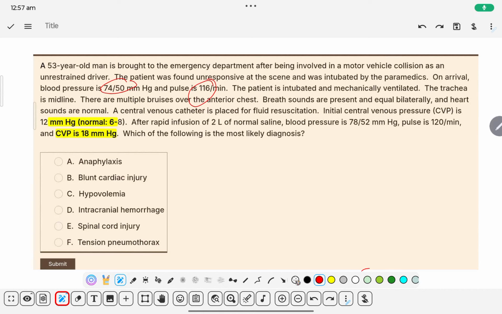I'll be discussing one of the most high-concept topics in the USMLE Step 1 exam. Let's start. A 53-year-old male is brought to the emergency department after being involved in an RTA. The patient was found unresponsive. He was intubated. On arrival, the blood pressure is low and the pulse is high. The patient is in shock. He's intubated and mechanically ventilated.